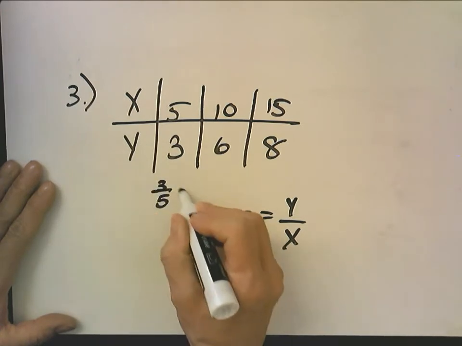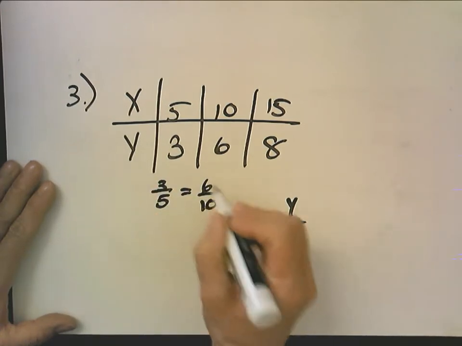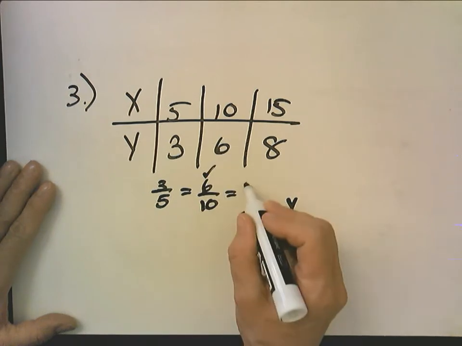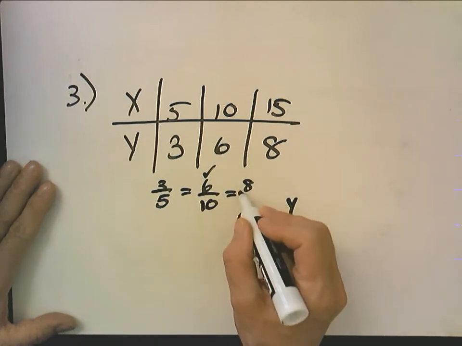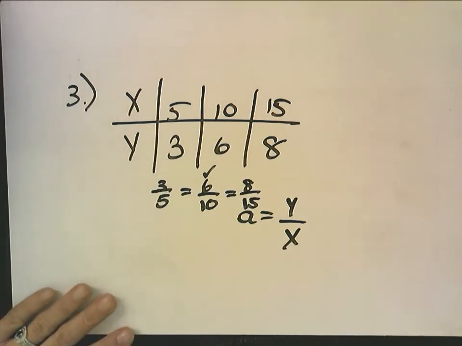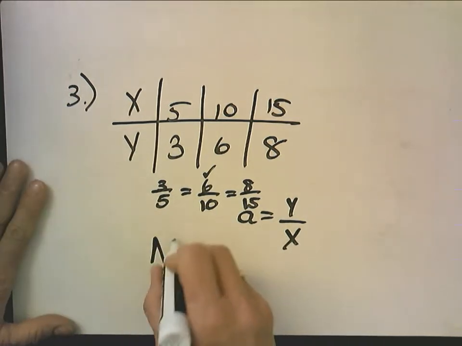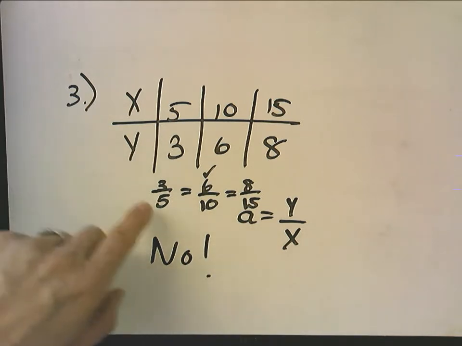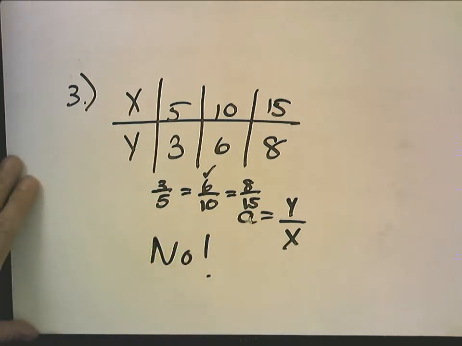So does 3 over 5 equal 6 over 10? Yes, that works, but does it equal 8 over 15? And that answer is no. So this is not direct variation because there's not a constant y over x value.